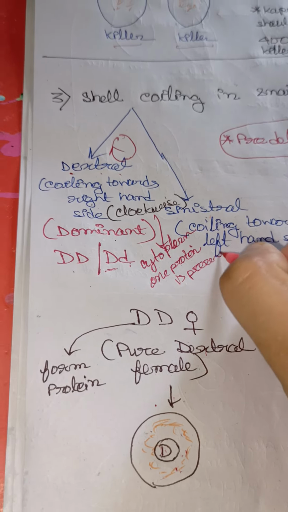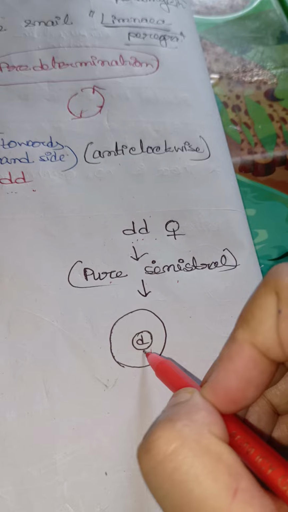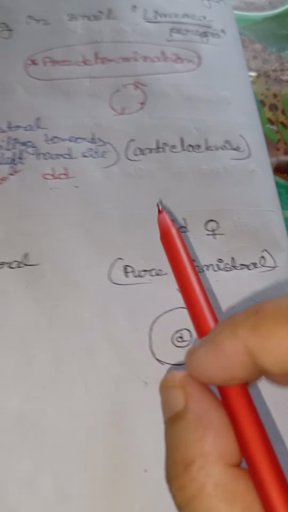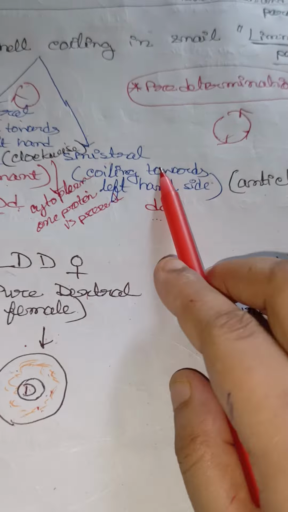But when it is small d, the recessive, this is the pure sinistral, when it produces one gamete, small d will come in the nucleus, but in the cytoplasm there is no protein. Because no protein is forming, that's why it is sinistral, means anti-clockwise rotation is showing. Clear? Here protein is present, here protein is absent in the cytoplasm. Big D is coming in the gamete, small d is coming in the gamete.